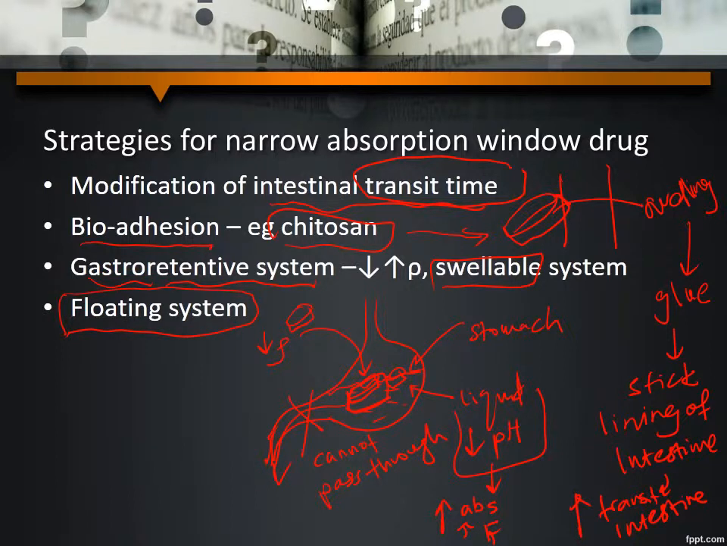Gastro-retentive systems can also be represented by a floating system, when you have your tablet, for example, made from a foaming material, F-O-A-M. They have some air in the system, so they can easily float on the surface of liquid, so they can float in the stomach and not pass through the duodenum.